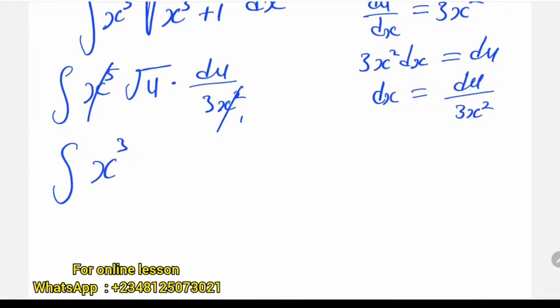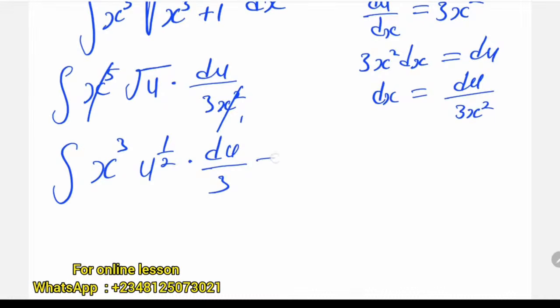Then remember that u here becomes raised to power 1 over 2. Then du becomes du all over 3. Good. Now we are proceeding. We still need to substitute for x raised to power 3. We need to get rid of this, so we want everything here to become u.